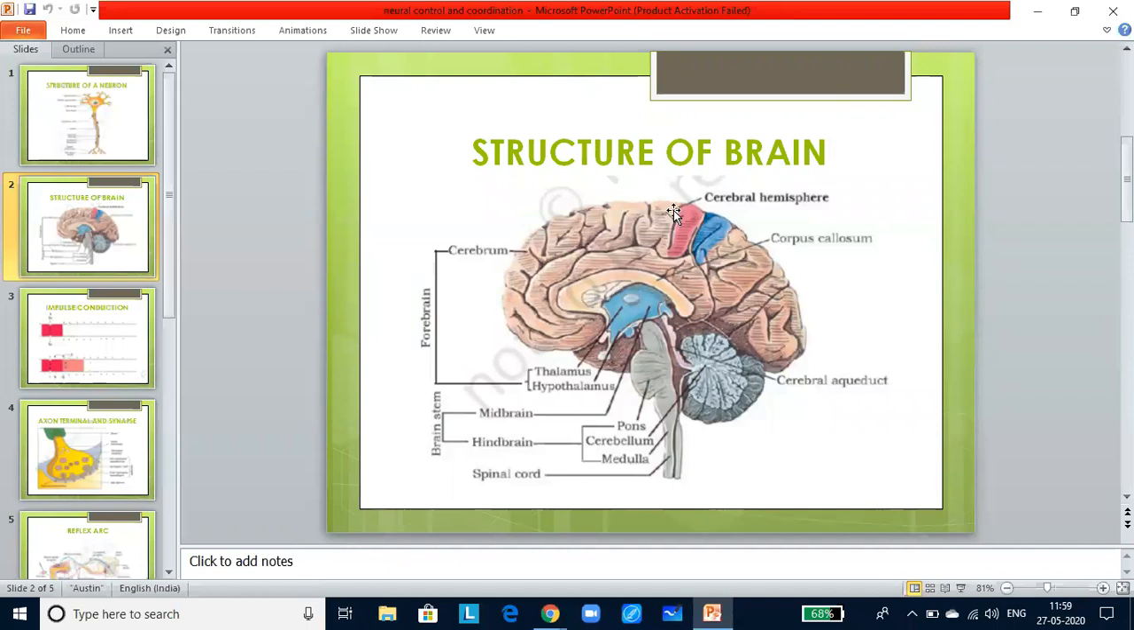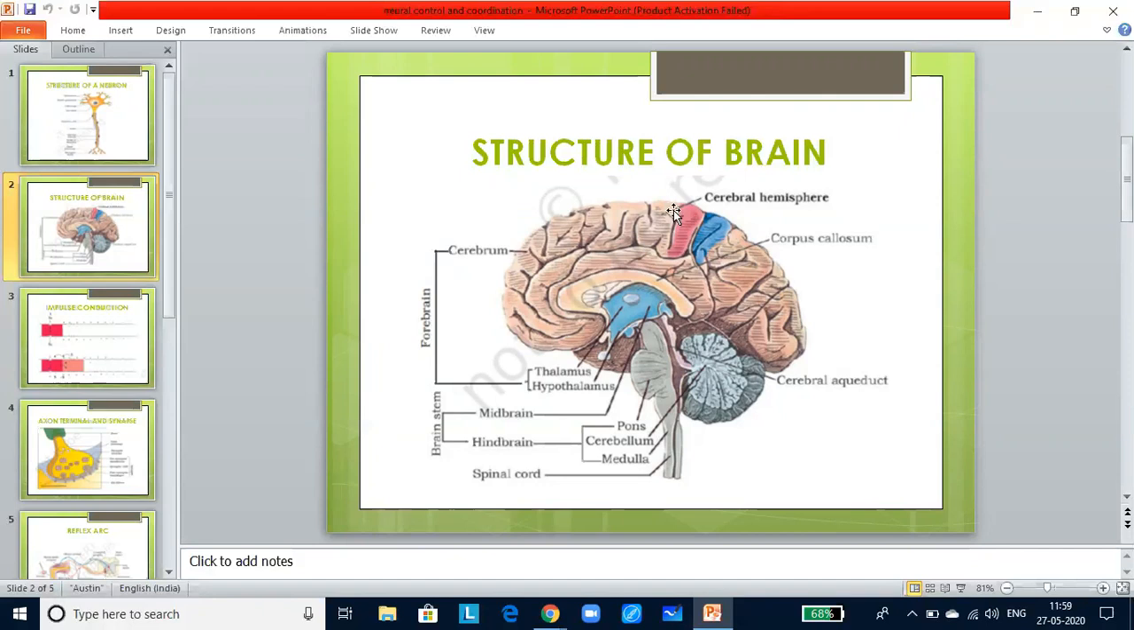Now the brain is covered by three membranes or meninges. The innermost is the pia mater, the outermost is the dura mater and the middle one is the arachnoid membrane. So if you are able to remember PAD, that is pia mater, arachnoid membrane and dura mater, you will be able to get the meninges in the right order from inside to outside. Meningitis, you might have heard the term, is the infection of the meninges which results in brain fever.